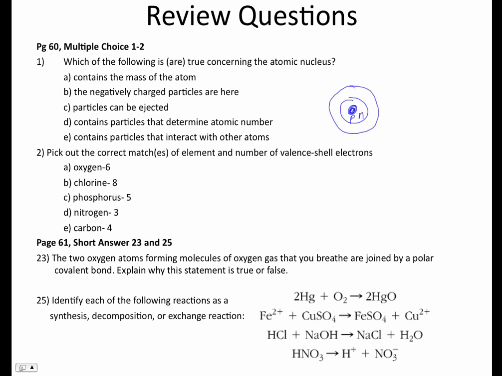What charge do we have on protons? Good, positive, P for positive. Neutrons is N for neutral, so there's no charge on that. Surrounding this, in our shells, we have the electrons, which bear a negative charge.